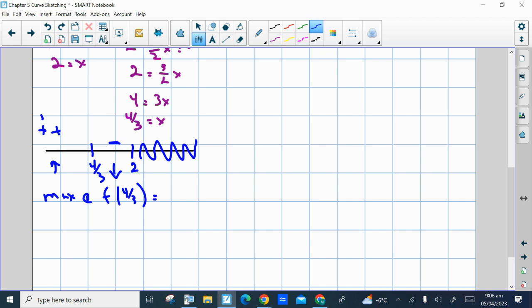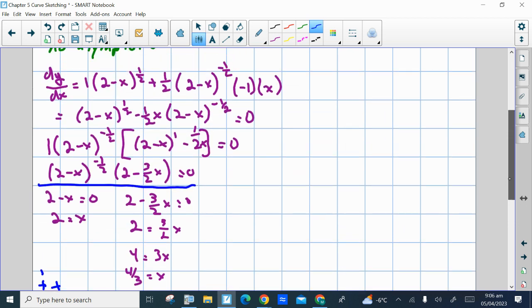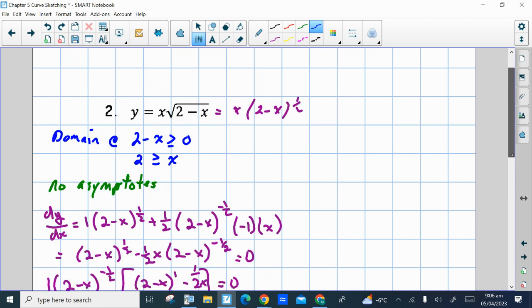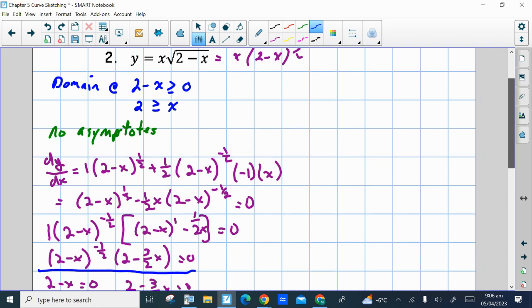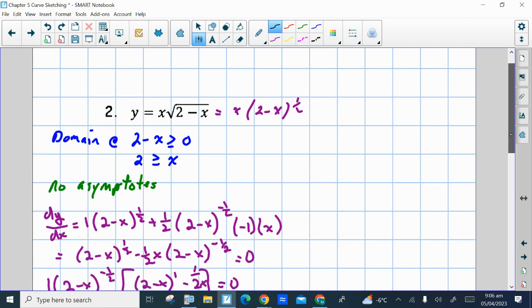And when x is 4/3, you'll get a value of positive 2 in the original function. Okay? So now, the second derivative, we will have to use the product rule here from the first derivative. So d squared y over dx squared.